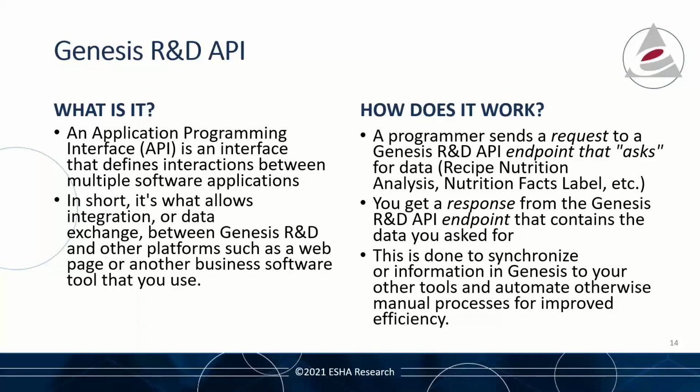So how it works is it is a programmer tool. A programmer can send a request to a Genesis R&D endpoint and ask for data. That could be recipe information, nutrition analysis, the fact label itself, and essentially it provides a response with that request. This is used to synchronize information in Genesis with your other tools, and it can also automate otherwise manual processes for improved efficiency.